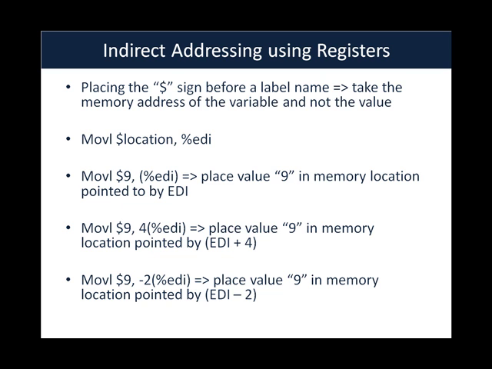Finally, indirect addressing using registers. Now, this is somewhat synonymous to the pointers analogy in C. Basically, if you have a label and you want to find the address of the label, you need to prefix $ before that label. So let's say there is a label location which is a byte. If you want the memory address of location, then you just have to write $location.